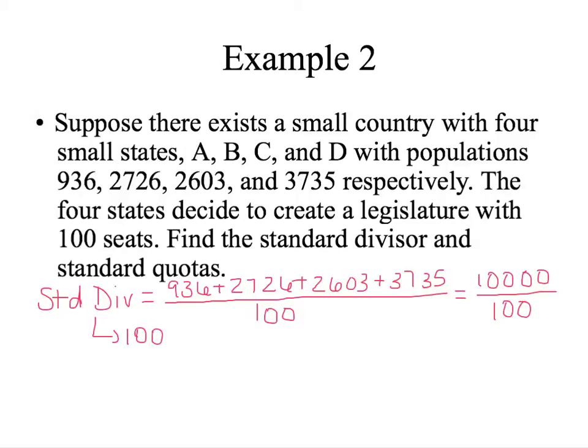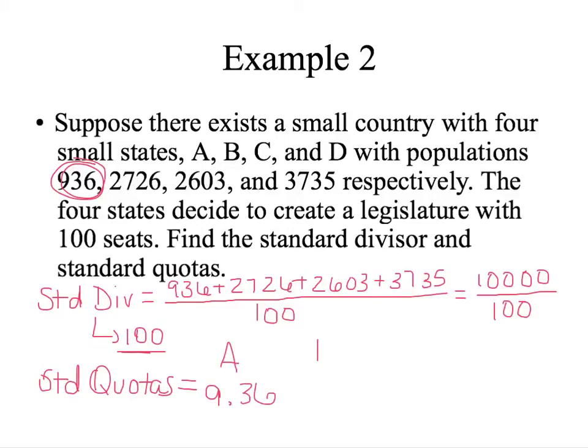So now I need to find standard quotas. To find a standard quota, you're just going to take the population for a state and divide by the standard divisor. So for state A, that's 9.36. For B, that's 27.26. For C, 26.03. And for D, 37.35. We're going to continue to work with this example throughout this video.